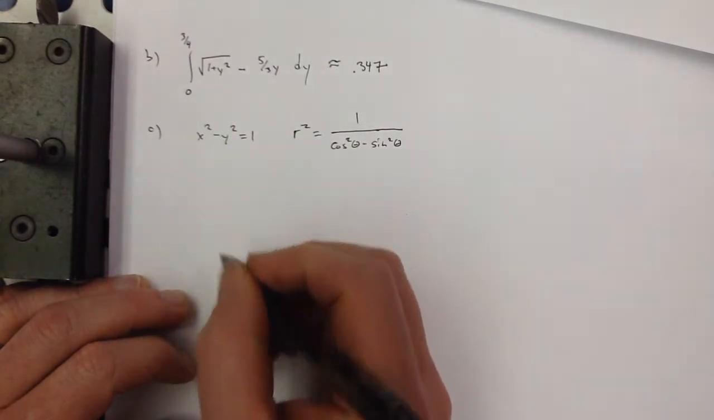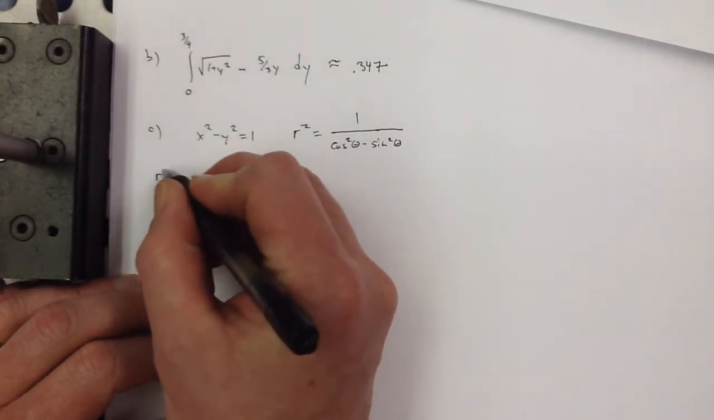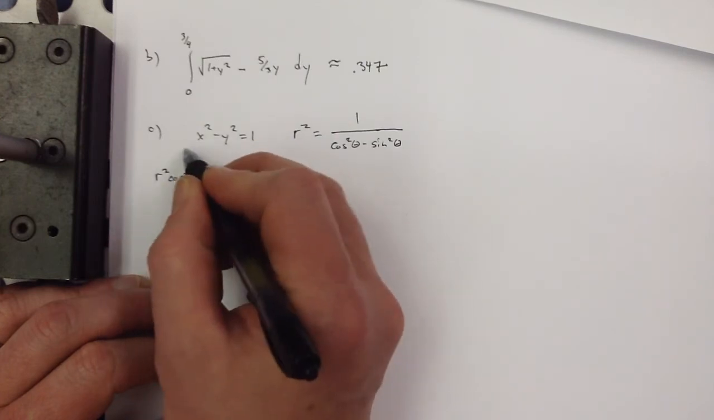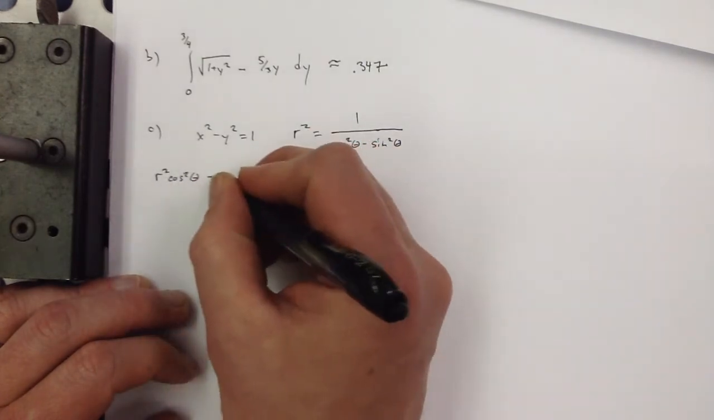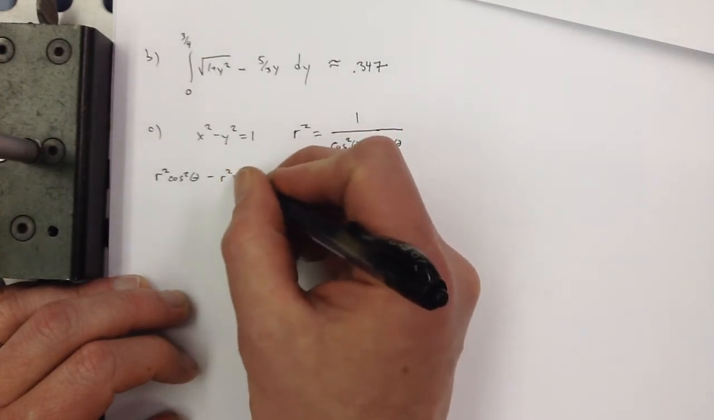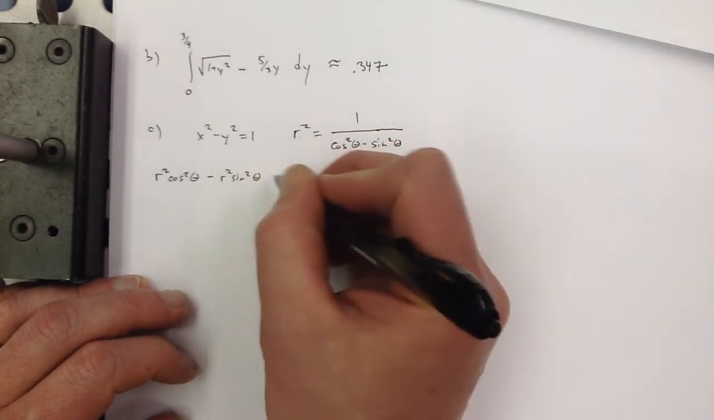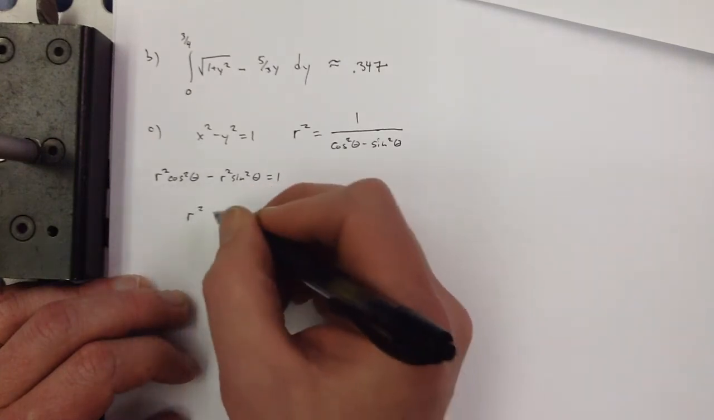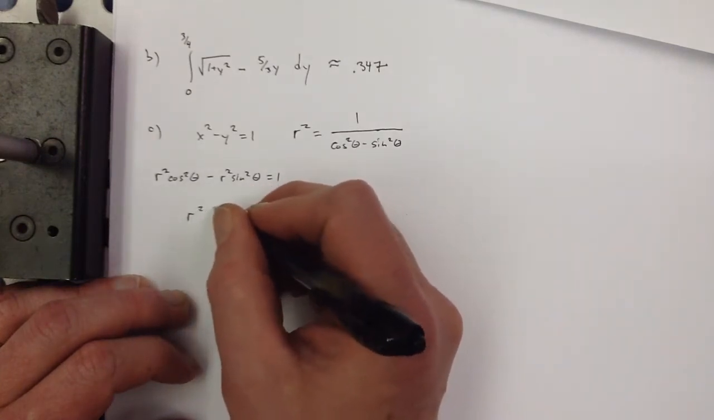So x squared is equal to r squared cosine squared theta, because x is equal to r cosine theta. y is equal to r sine theta. So r squared cosine squared theta minus r squared sine squared theta equals 1. Factor out the r squared. Geez, this wasn't very hard, was it? Times.